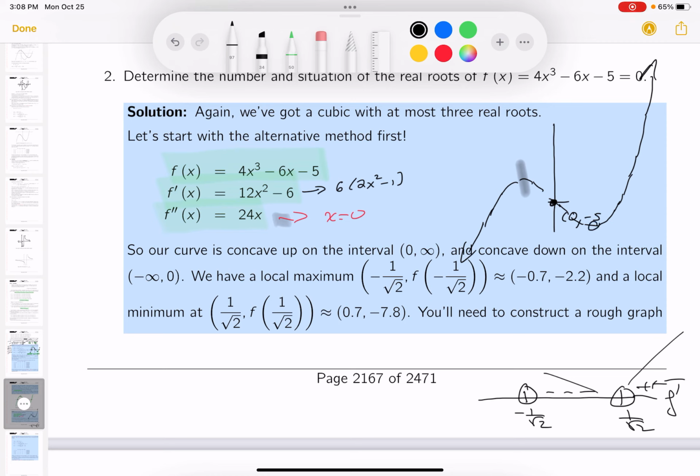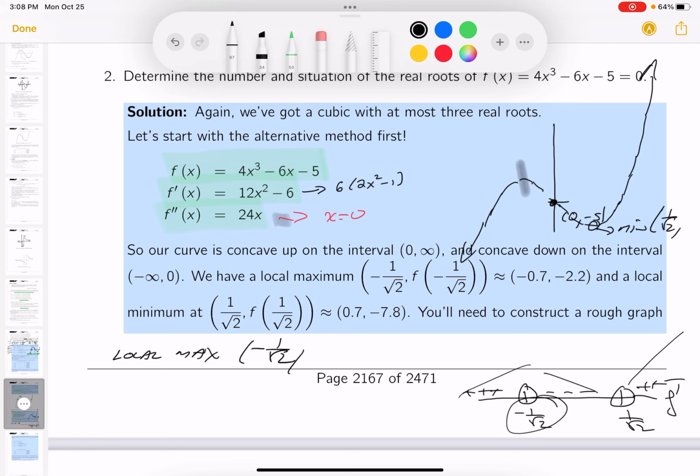Well, this makes sense. I'm getting a minimum here, and that would occur at 1 over root 2. I don't need to compute it, by the way. I certainly know it's negative. It has to be below the minus 5. I know that much. Let's do the minus 1 over root 2, though. I'll take a number below, like minus 100, plug it in. You still get positive. So I know there's a maximum here, a local max, that occurs at minus 1 over root 2.